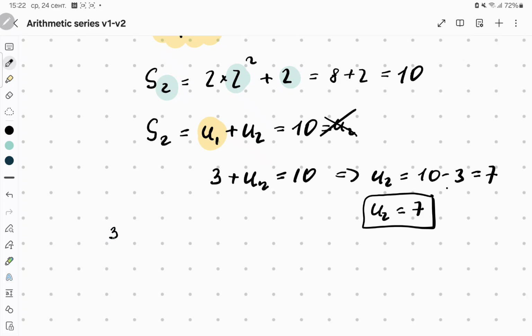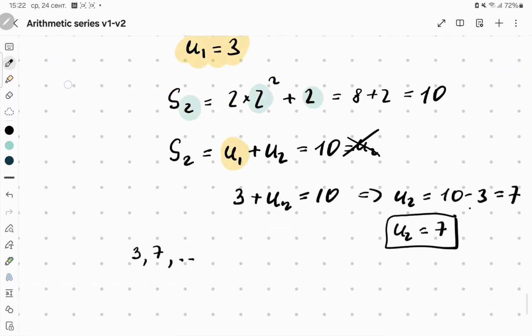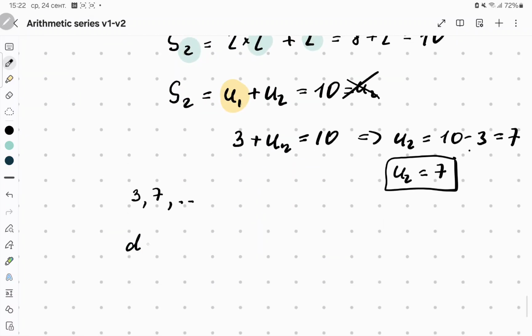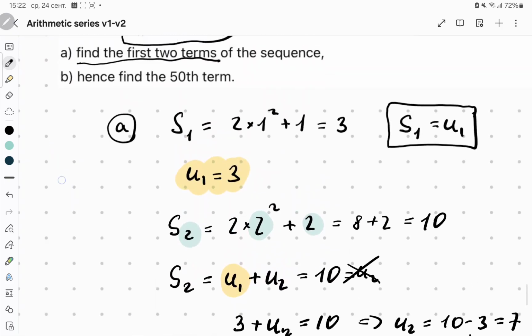Okay, now let's make a sequence. So 3, 7, and so on. And it is initially said that it is an arithmetic sequence. So it means that we can simply find the difference. So 7 minus 3 is 4. Okay, now we know everything. We know U1, which is 3, and we know the difference, which is 4. Now let's read the second question.